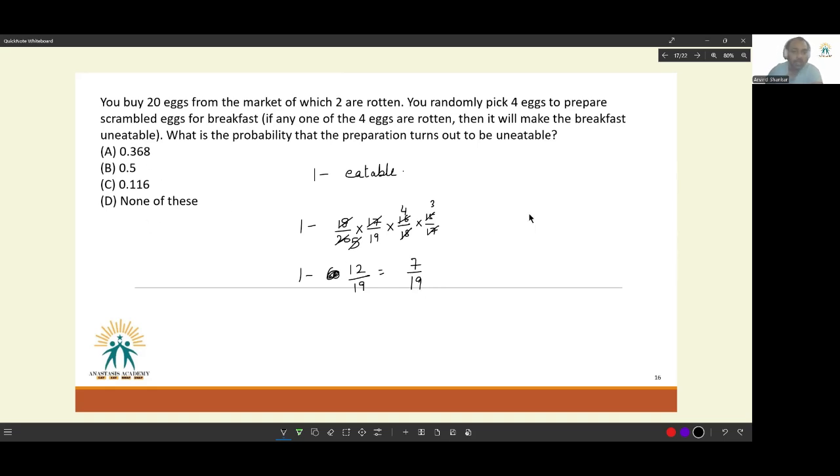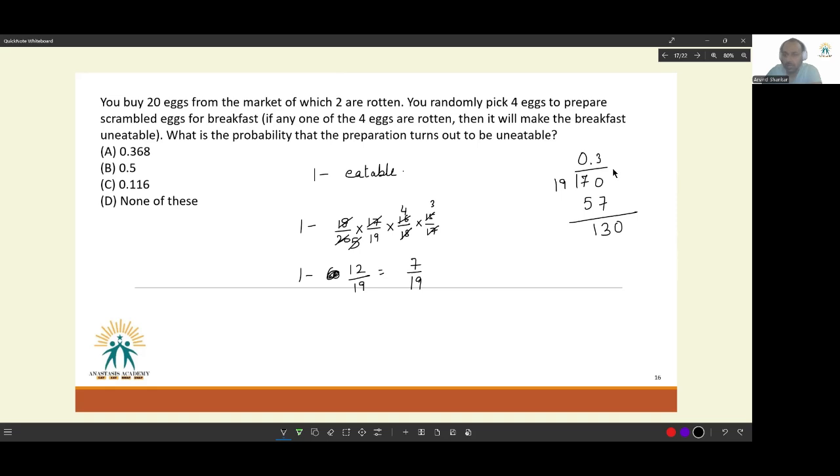But options are given in decimals, so we'll have to divide. 7 divided by 90 gets me to 0.07. That pushes us towards option A. But we have to be entirely certain that is the case.